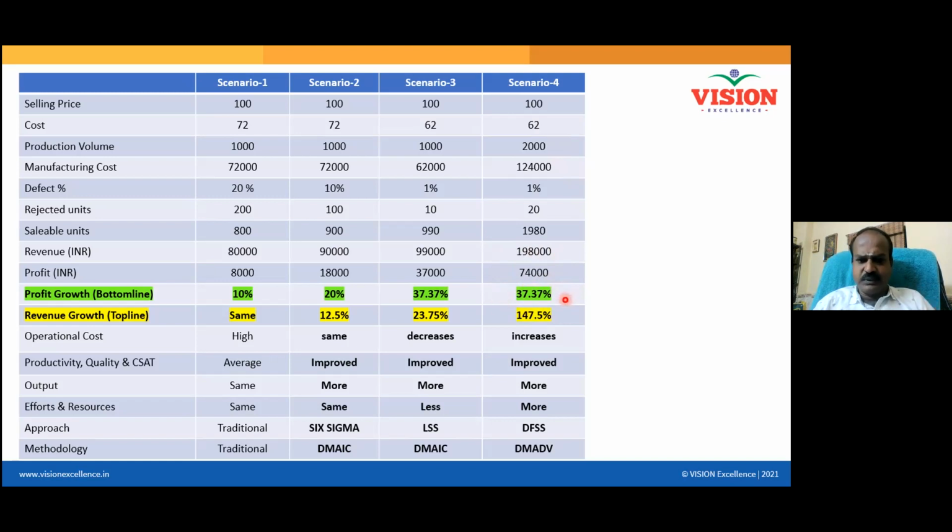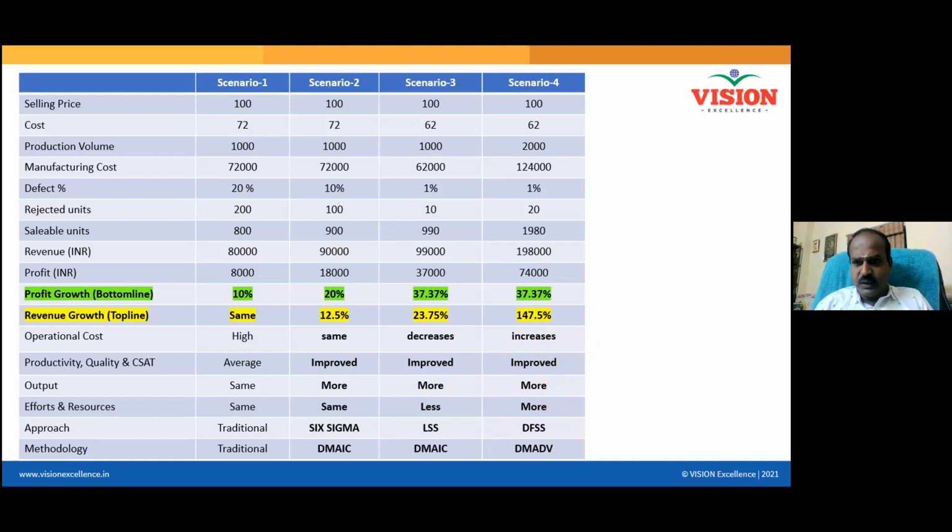So your profit percentage is the same, but look at your revenue growth. See, now the impact is heavily on the revenue. How did we make it possible? By expanding our capacity. And now as a result, your operational cost might increase, because earlier your operational cost was minimum, as you were producing only 1,000. Your capacity is 1,000 per shift or 1,000 per month. But now it is increasing. At the same time, your productivity, quality, and customer satisfaction will remain at the same level. But you are able to produce more output, and of course, your efforts and resources will also be more.